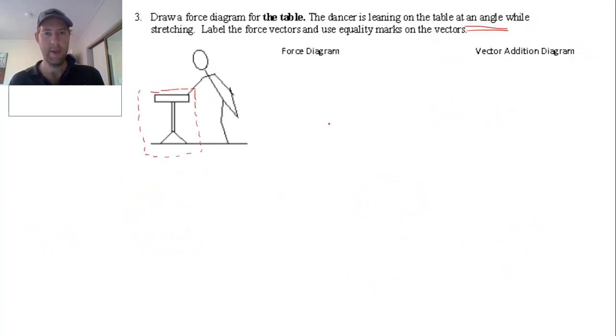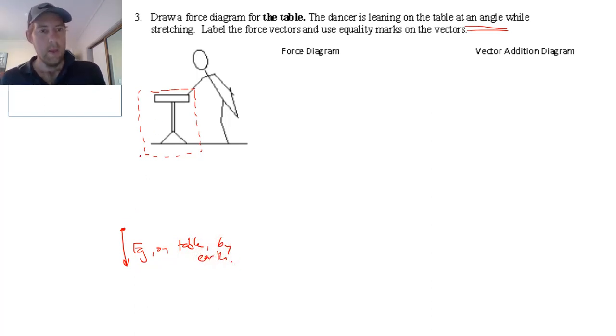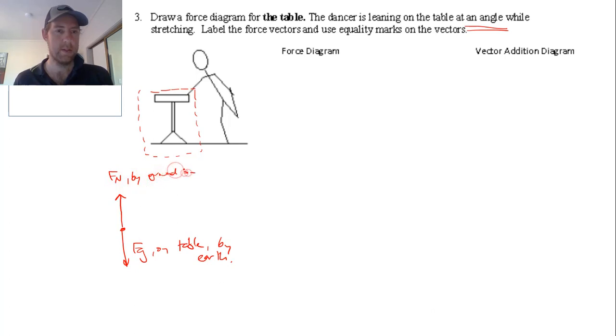Right, the table has, down here, obviously, force of gravity on table by Earth. It has a normal force. Now I know the answer, but I'm just going to put this in anyway, and we can go back and figure it out later. By ground on table. Normally they're the same size, aren't they?